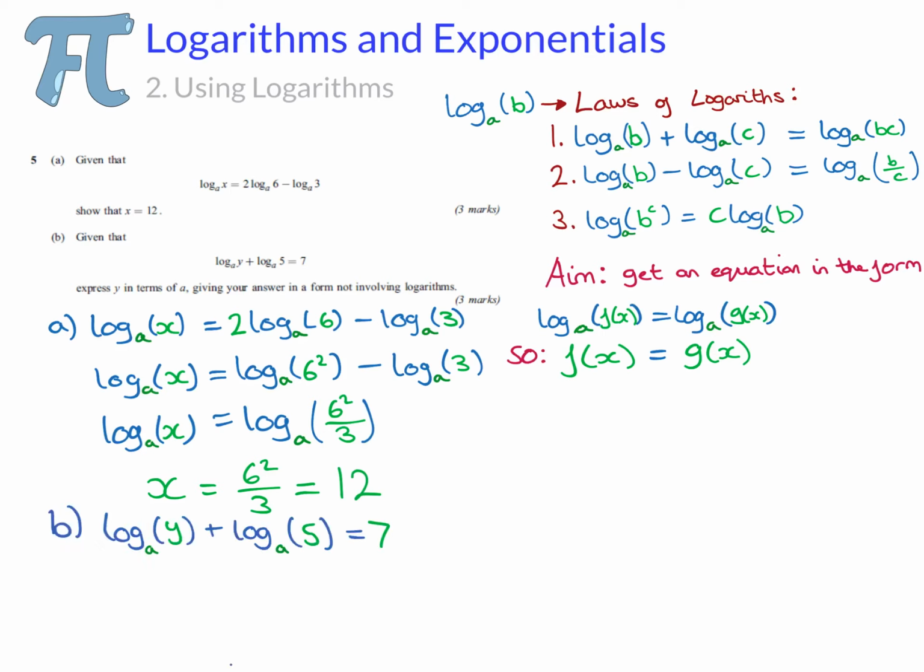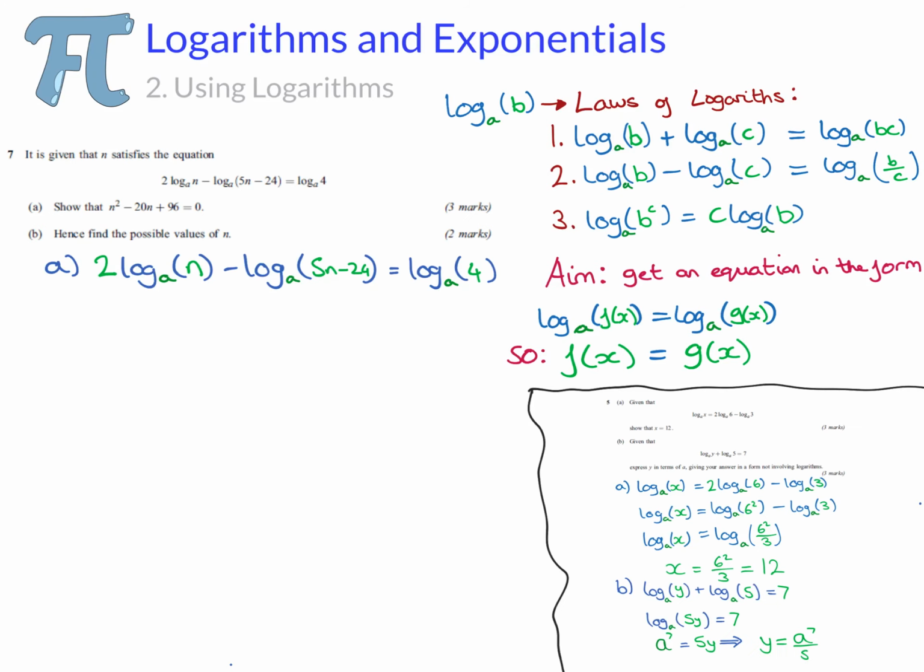In a very similar fashion for part B, our first instinct is to use rule 1 to combine the two terms on the left-hand side of the equation. This function on the left asks what power must I raise a to get 5y, and the answer is 7. Therefore we write that a to the power of 7 is equal to 5y. This gives us the result that y is equal to a to the power of 7 over 5.